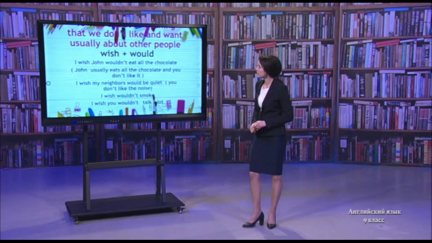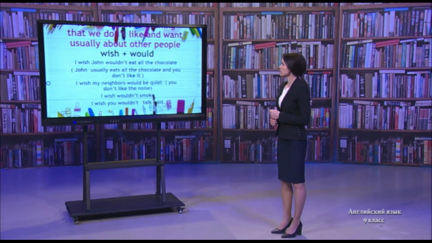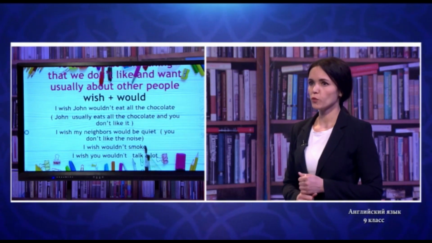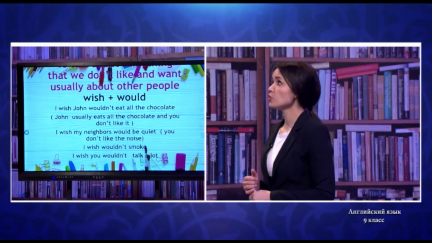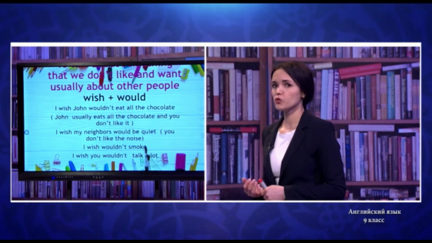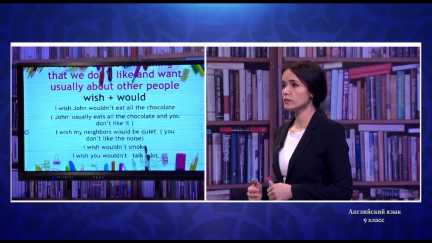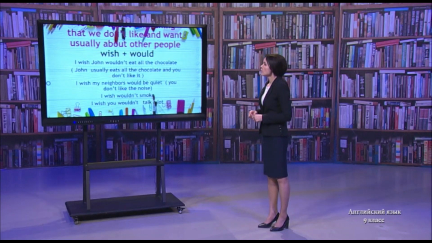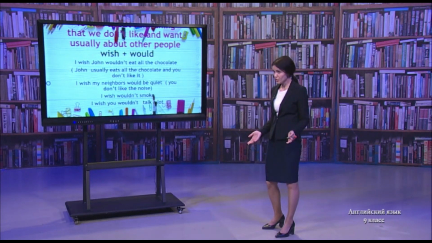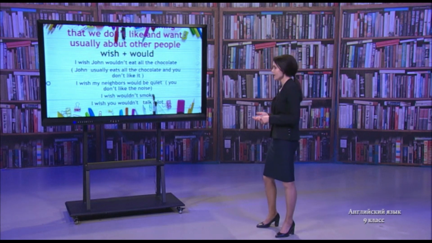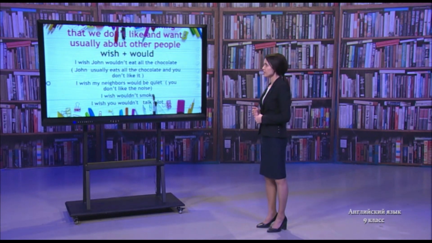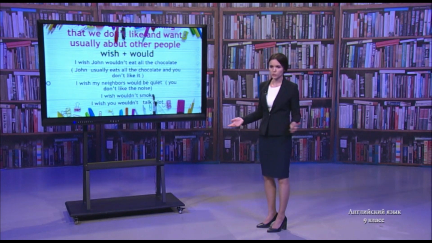Well, what we don't like, and we want to change, usually about other people. Wish plus would. We usually use this structure when you don't like or you don't want something, usually about other people. You want to change something about them. I wish John wouldn't eat all the chocolates, because John usually eats all the chocolates in the fridge. For example, John is your brother or sister, and he really likes eating chocolates, and you wish your brother or your friend wouldn't eat all the chocolates or sweets.